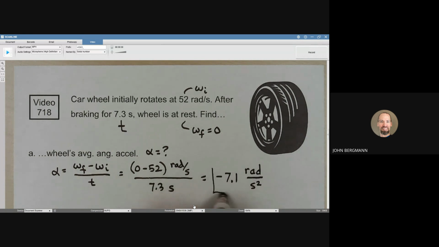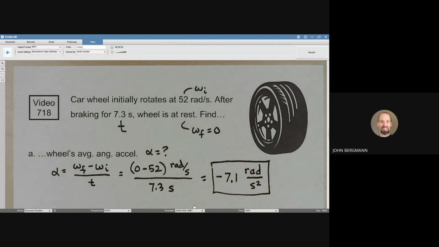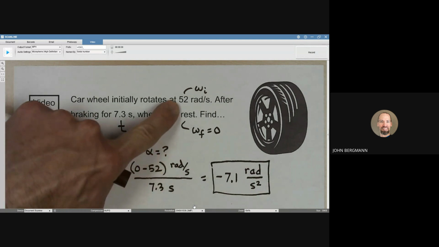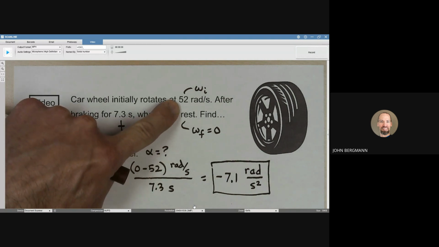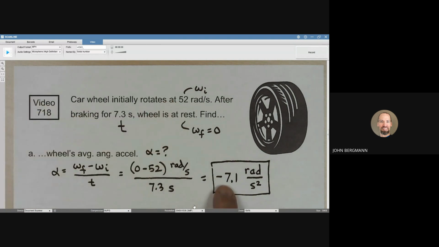What does that angular acceleration mean? Well, since we chose initially our angular velocity to be positive, when the angular acceleration comes out negative, that means that the wheel is spinning slower and slower, which is exactly what's happening.